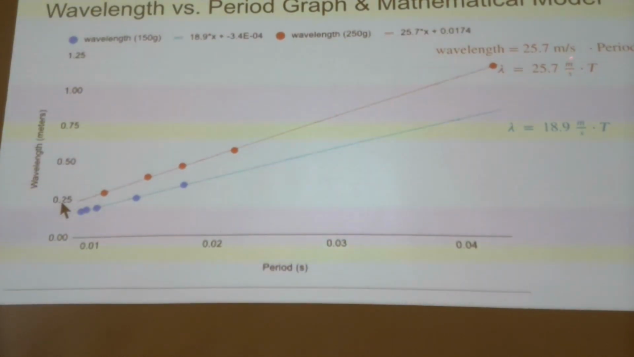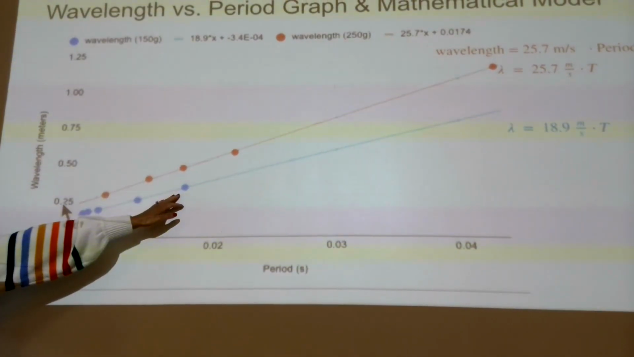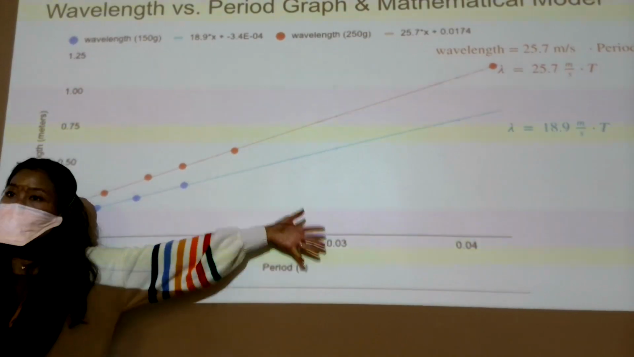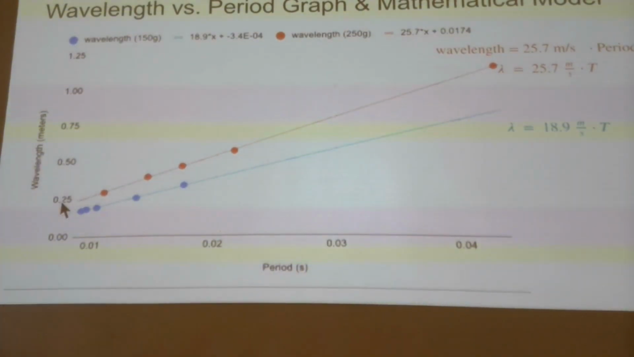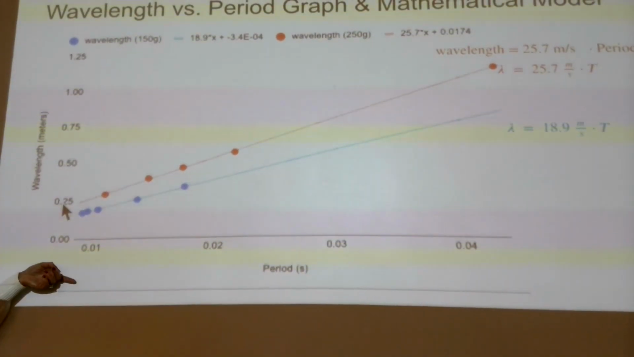It's 25.7 meters per second, or in this case, 18.9 meters per second. The meters per second, you've seen that before. What is it, Zen? It's the velocity, it's the speed. So now, we've got wavelength equals speed times period. That's your general equation. You always want to figure out, what does the slope mean? We also sometimes have a meaning for the area under the curve, but we're not going to talk about that for this type of graph.